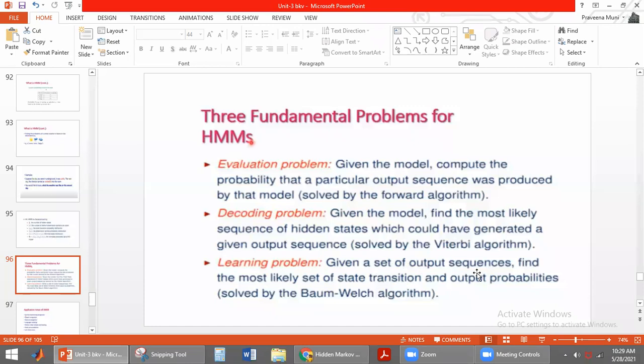Here a set of output sequences is given. Find the most likely set of state transition and output probabilities. We have to find out the set of state transitions, from one state to another state, and its probabilities, which we find using this learning algorithm. This will be solved by the Baum-Welch algorithm. This is the algorithm we use to solve this learning problem.